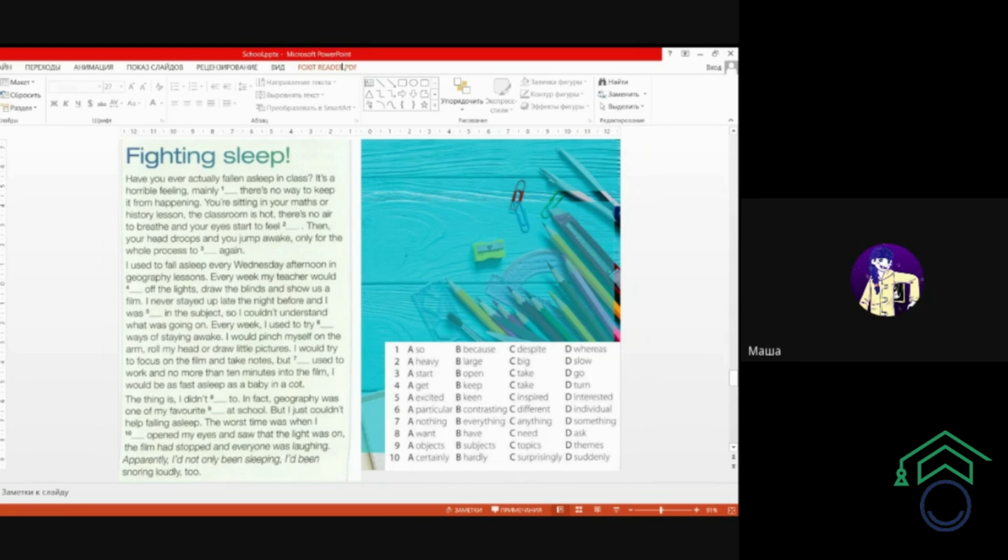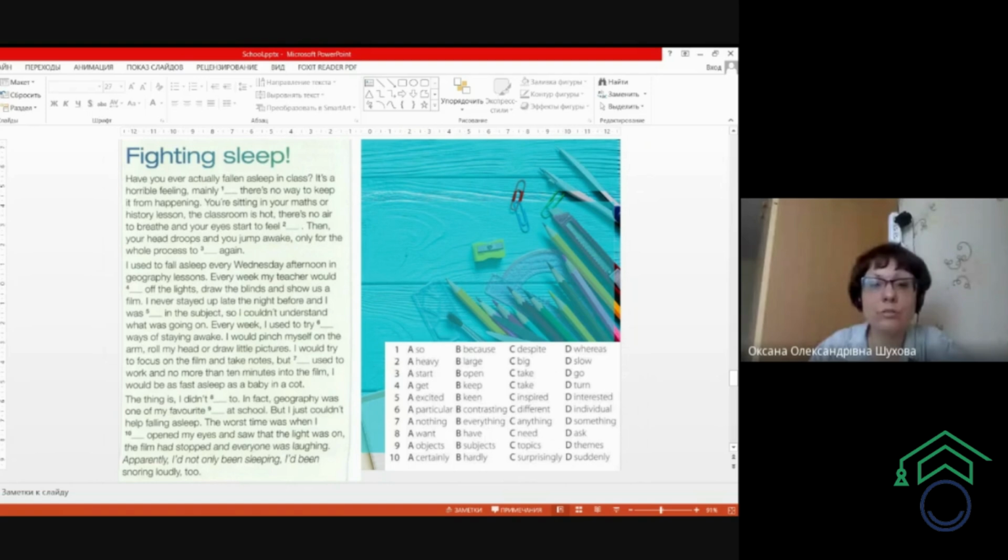I would pinch myself on the arm, roll my head, or draw little pictures. I would try to focus on the film and take notes, but nothing used to work, and no more than 10 minutes into the film, I would be as fast asleep as a baby in a cot. The thing is, I didn't want to. In fact, geography was one of my favorite subjects at school. But I just couldn't help falling asleep. The worst time was when I suddenly opened my eyes and saw that the light was on, the film had stopped and everyone was laughing. Apparently, I had not only been sleeping, I had been snoring loudly too. Thank you very much. Дякую.